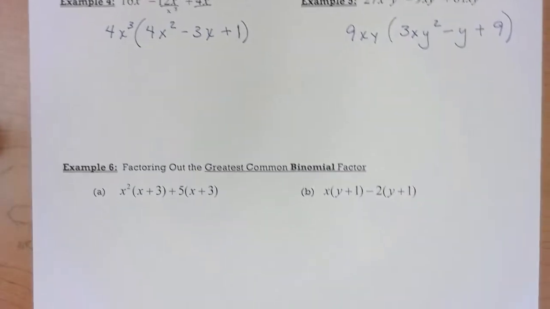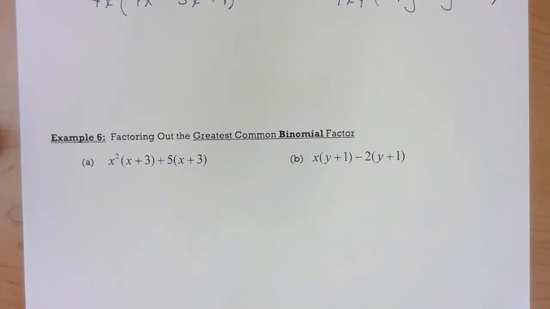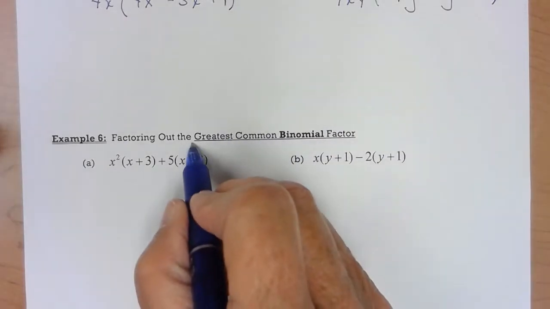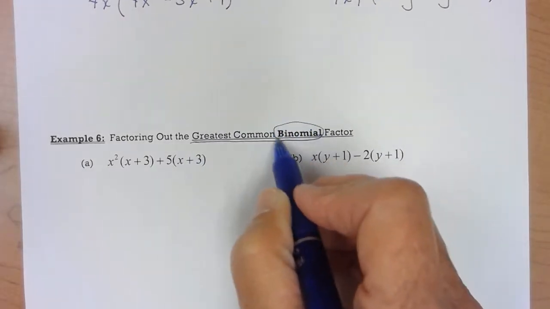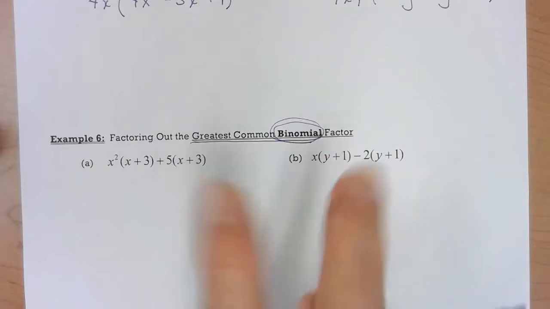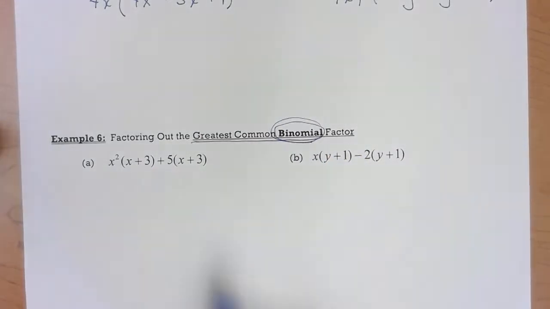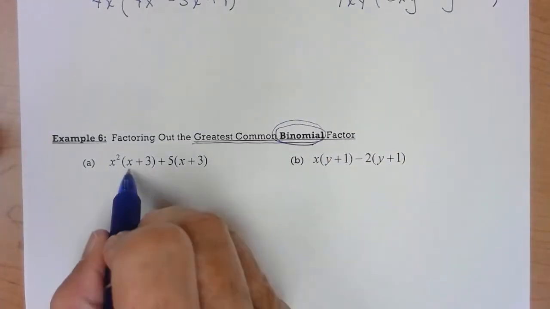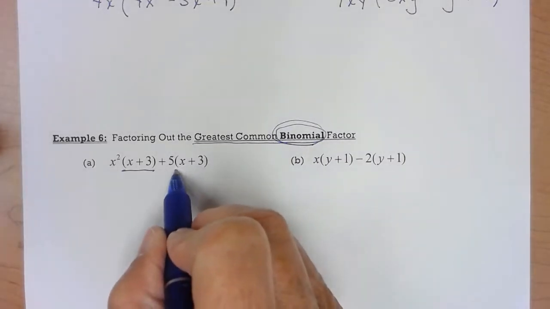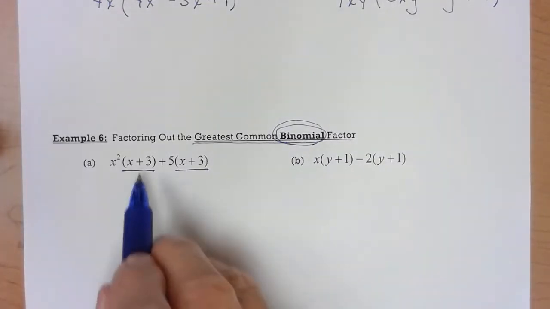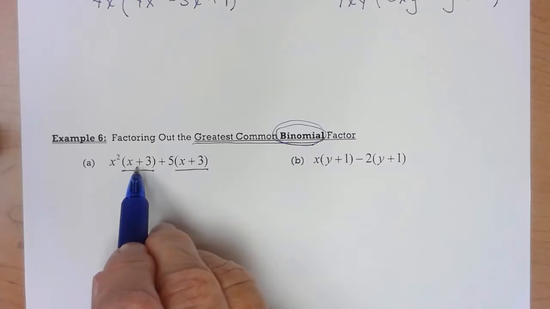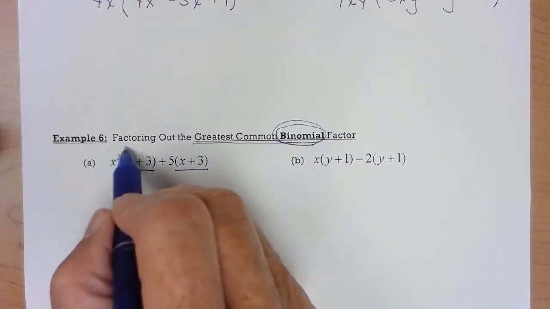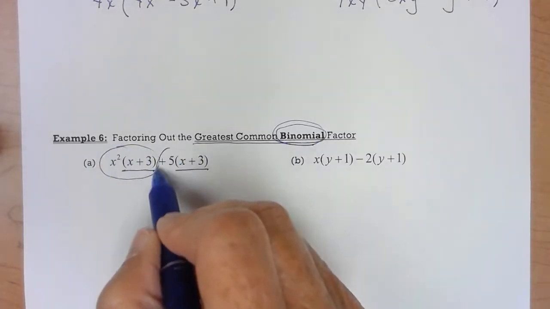The next part, these particular problems that we're doing right now will help us in the remaining sections in this particular chapter. Now it says greatest common binomial. Remember, binomial means 2. So they're a little bit easier to see. Notice I've got an x plus 3 and an x plus 3. That is a common binomial to this term and to this term.